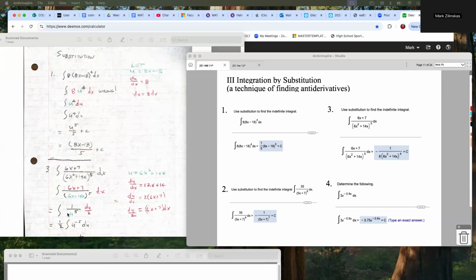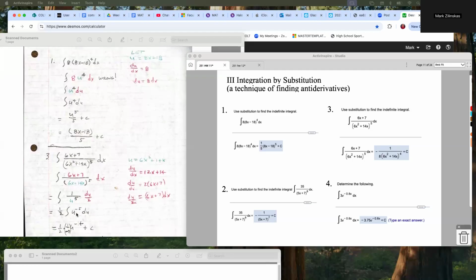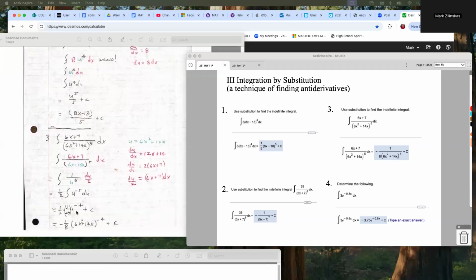So that u goes in for that. So that's going to be u to the fifth. And I have du over 2. And usually it's a good idea just to factor that out front and then evaluate the integral.